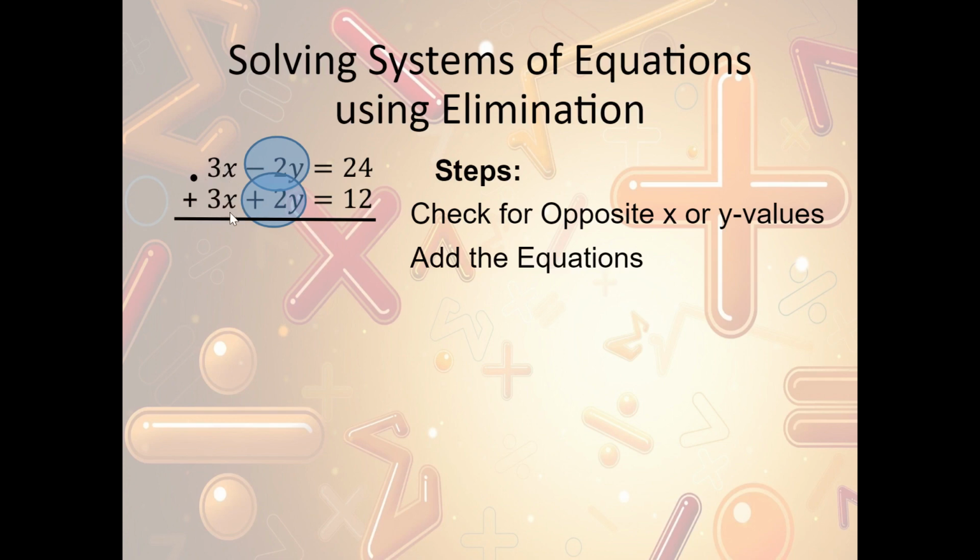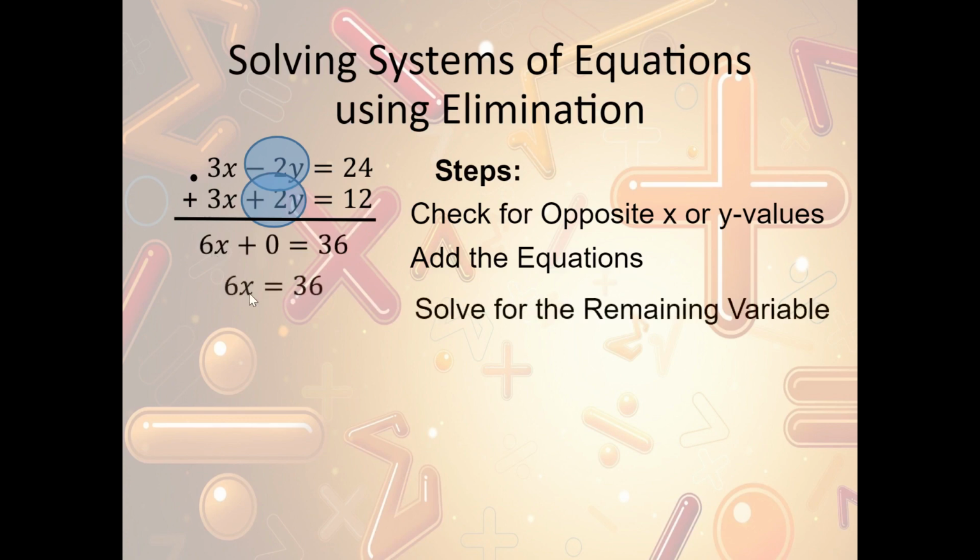So we add 3x plus 3x and we get 6x. Negative 2y and 2y is equal to 0, right? So that's the elimination part. We eliminated the y's. And then 12 plus 24 is 36. So we end up with 6x is equal to 36.